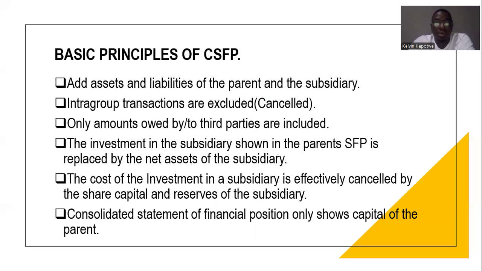Then the cost of investment in a subsidiary is effectively cancelled by the share capital and reserves of the subsidiary. Basically, those are your net assets. Finally, the consolidated statement of financial position only shows the capital of the parent. So when you consolidate the statement of financial position for a group, the only capital that is shown is that of the parent.